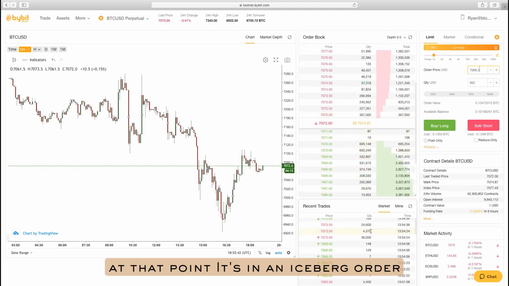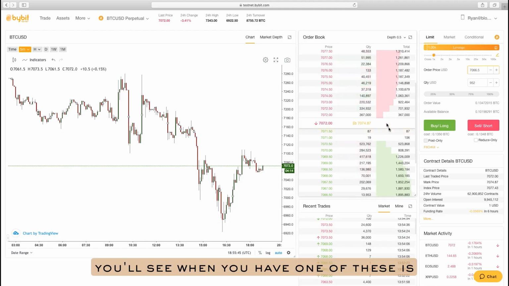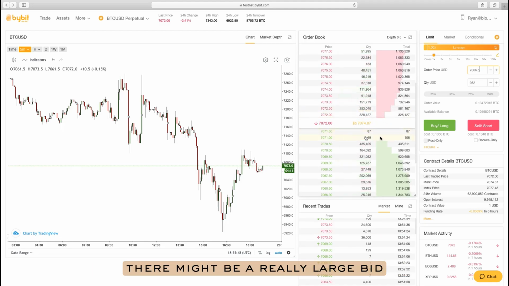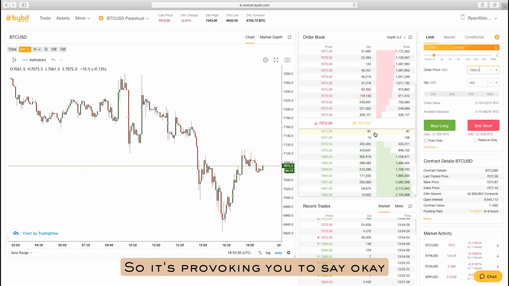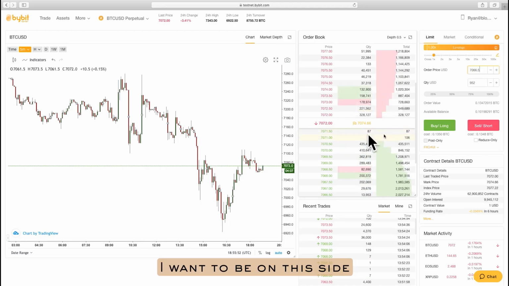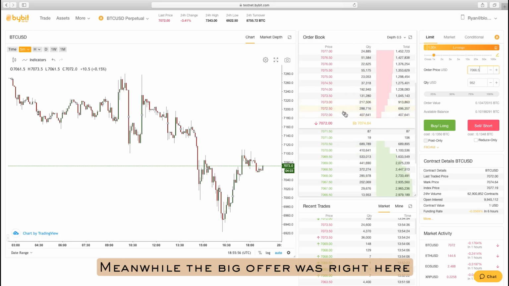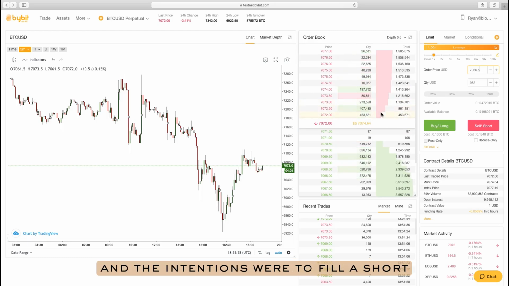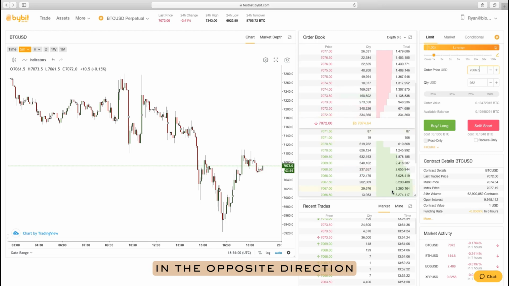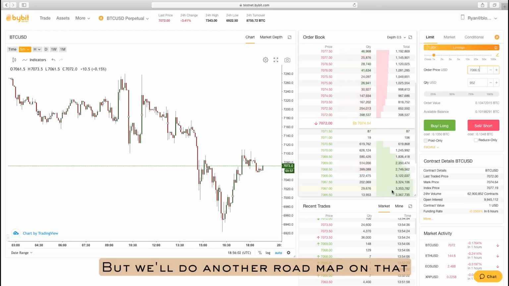It's an iceberg order. And what you'll see when you have one of these is there might be a really large bid right here. So it's provoking you to say, okay, big bid, I want to be on this side because this guy's trying to buy a lot. Let me jump right into this offer. Meanwhile, the big offer was right here. It was just hidden, and the intention was to fill it short and move the market in the opposite direction, right? But we'll do a whole other roadmap on that. Nevertheless, this is the passive order flow.